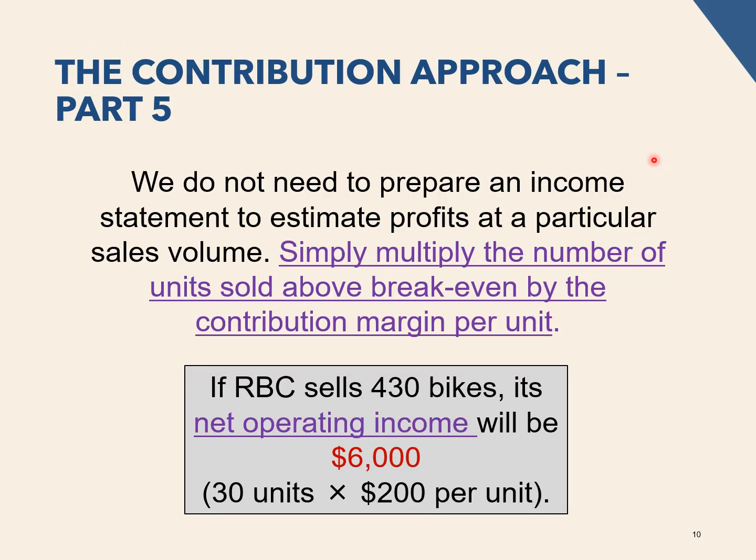With the help of contribution margin, we do not need to prepare an income statement to estimate the profits at a particular sales volume. You simply multiply the number of units sold above break-even by the contribution margin per unit. So, if RBC sells 430 bicycles, its net operating income will be $6,000. You can take 30 units times 200 contribution margin per unit. You will get the answer.